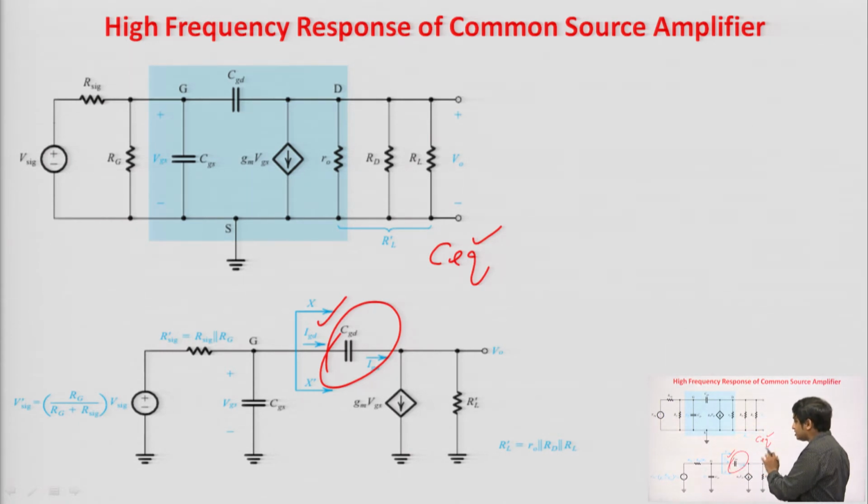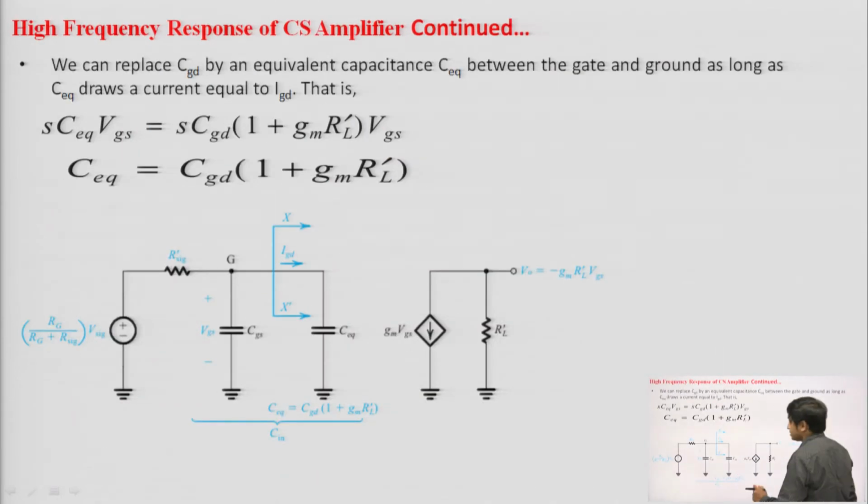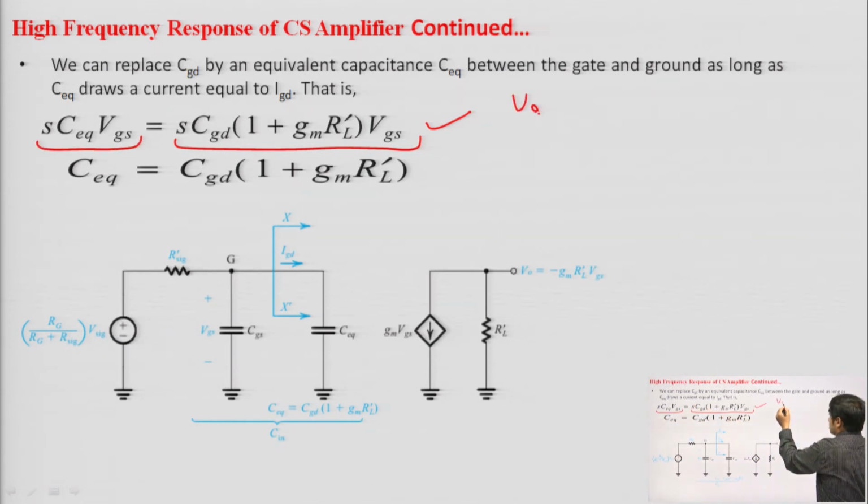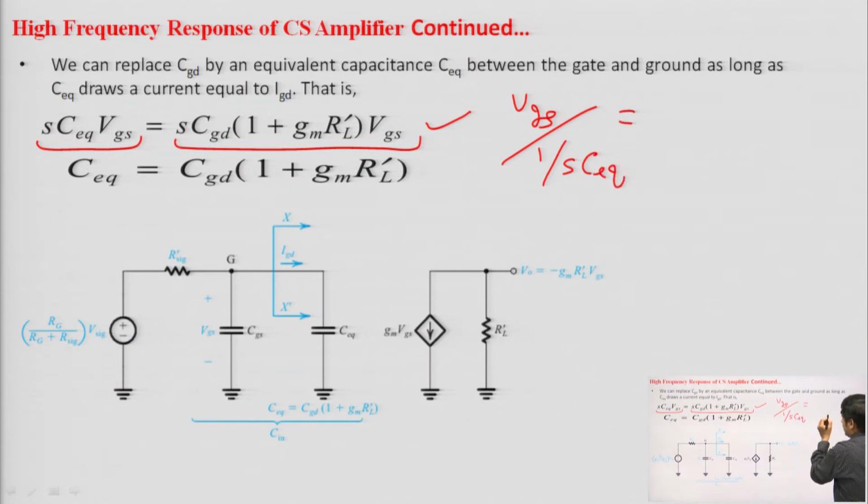So, we can replace this CGD with C equivalent connected between gate and source, that is gate and ground, because the source is grounded, with the condition that the same current should flow through this C equivalent. So, we can write it like this. Already we have calculated the value of IGD, the current flowing through CGD. Now, the current flowing through C equivalent will be equal to VGS upon the capacitive impedance, 1 by SC equivalent. So, it can be written as S C equivalent into VGS.